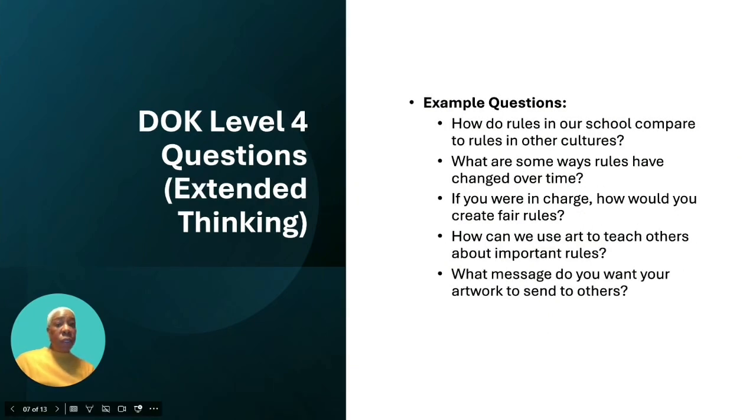And the last level is level 4, questions. So again, we're continually, as educators, extending the thinking of our students. And we're now going to the global. How do rules in our school compare to rules in other cultures? So we will bring that into our lesson plans, and we will talk about maybe the different rules in China, maybe the different rules in Haiti.